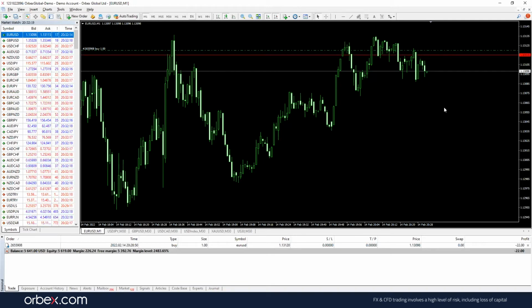And the difference between the bid and the ask is the spread. So that's always important to keep an eye on as well. So with that being said, let's close this trade.